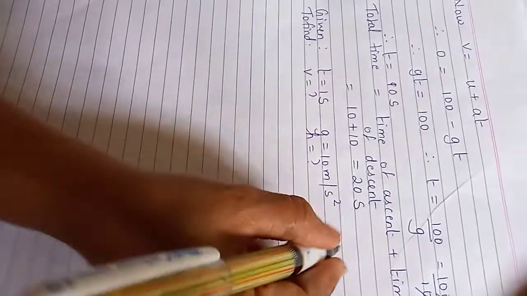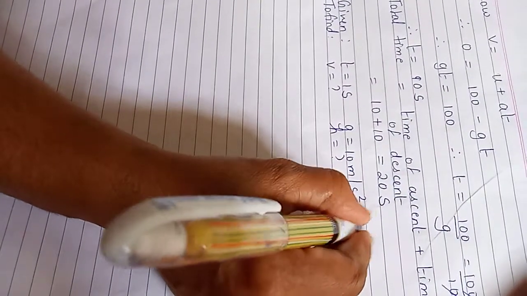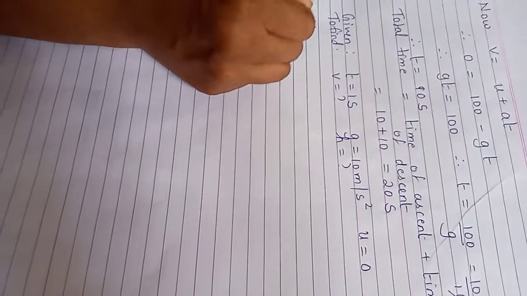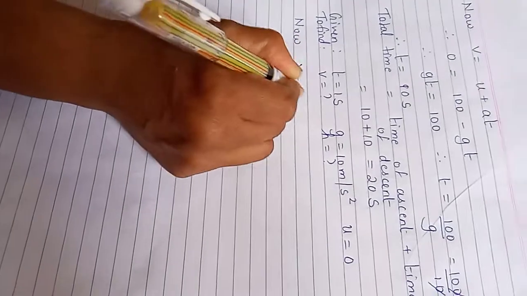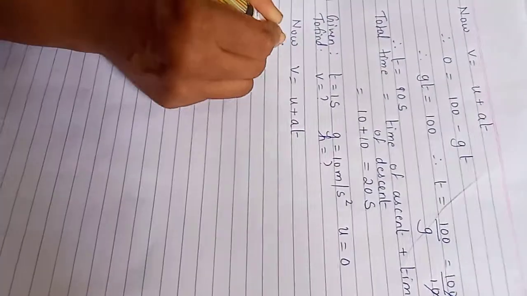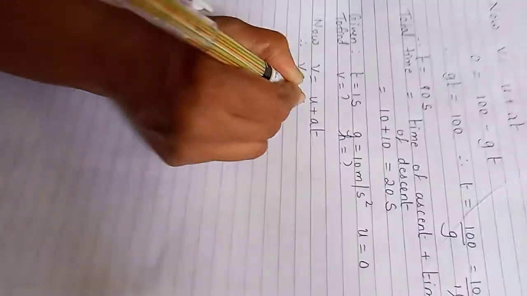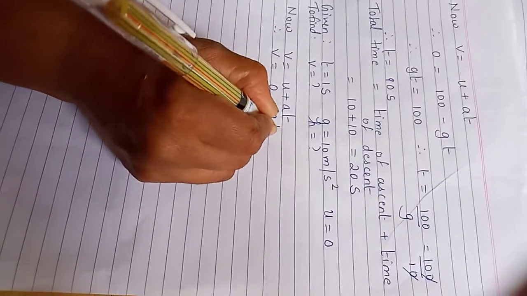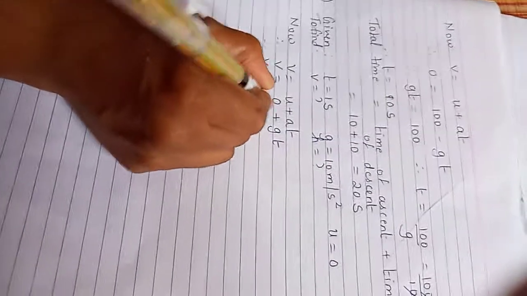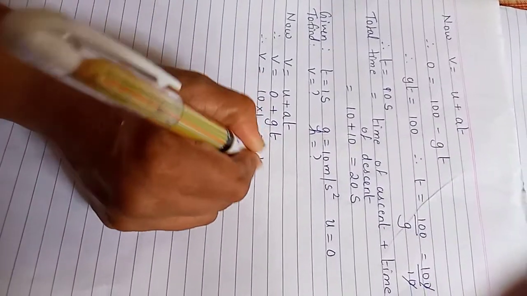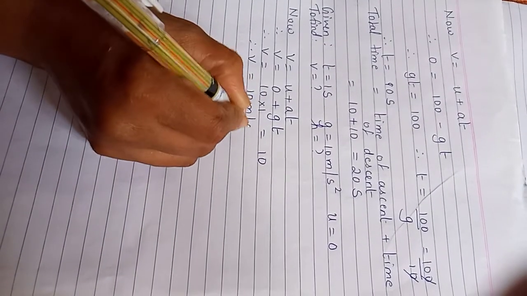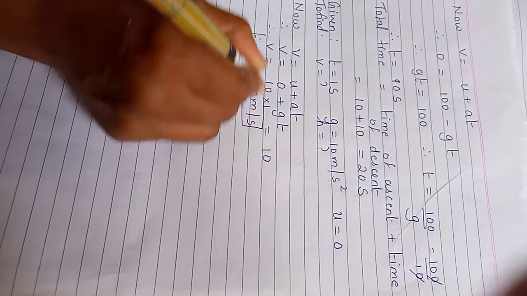How are you going to calculate here? When the ball falls off the table, initial velocity is 0. Now V is equal to U plus AT. Therefore V is equal to, U is 0, body is thrown vertically downward, GT. What is V? G is 10, T is 1, that is 10. V is 10 meter per second, ends the job.